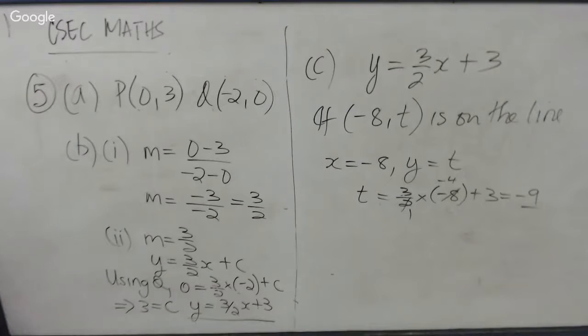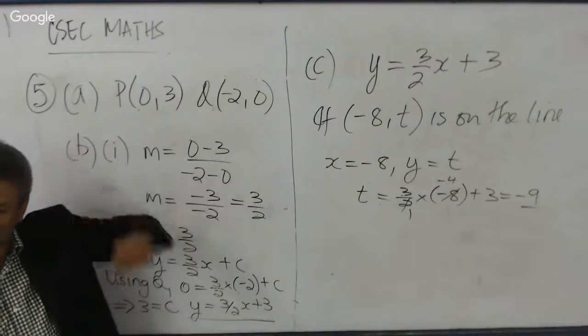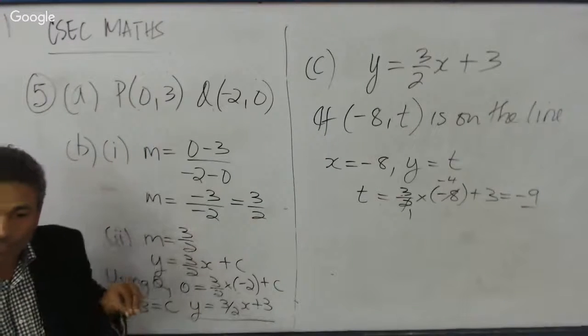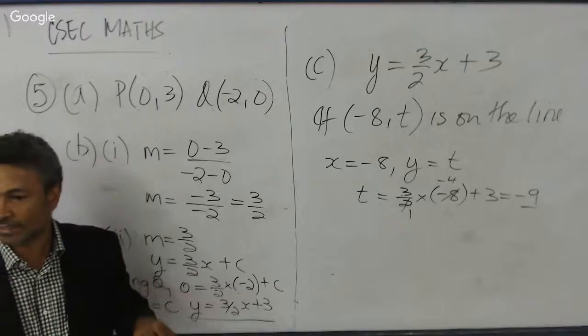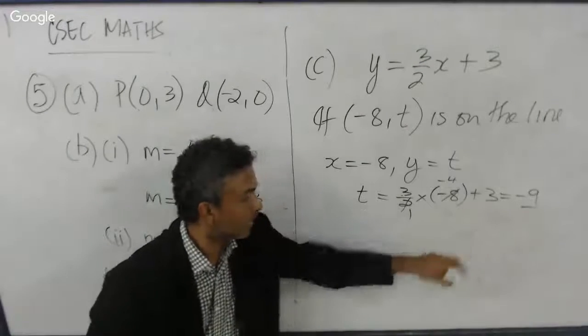And that's the answer. But what was the principle used? If a line passes through a point, or if a point is on a line, then you're supposed to be able to substitute the x and y values into the equation of the line. So the answer is t equals -9.